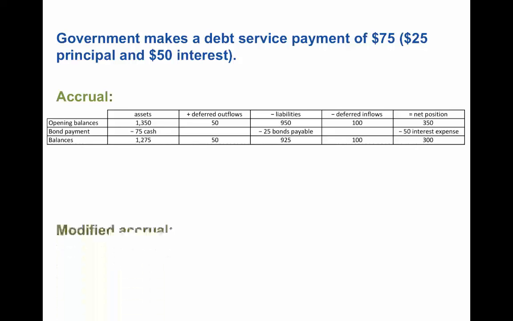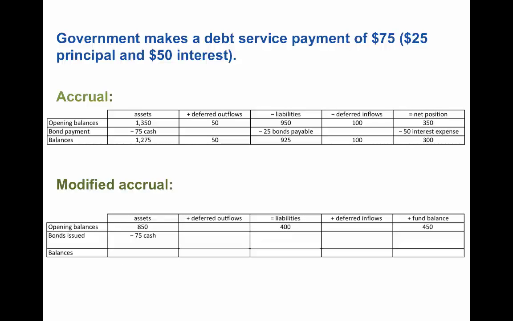Under modified accrual, though, remember, we don't have the long-term liability reported here. So you have the $75 in cash, and the entire amount is debt service expenditure. There's an outflow of $75 of current financial resources. Governments will report the principal and interest portions of the expenditures separately, so you can see how much was principal expenditure and how much was interest expenditure. But the entire amount is an expenditure because it all results from an outflow of current financial resources.